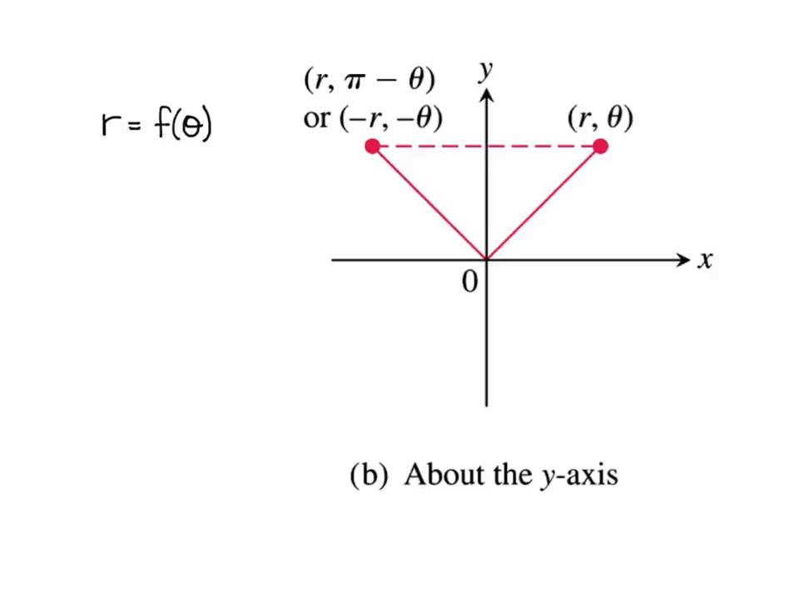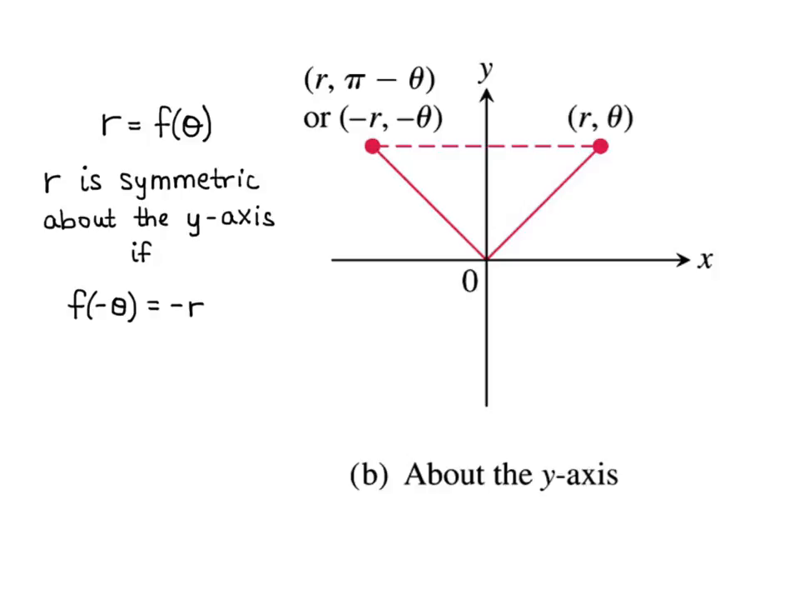Now algebraically, if r = f(θ), and we want to show that the graph is symmetric over the y-axis, then r is symmetric about the y-axis if f(−θ) = −r, and that's what that point (−r, −θ) is telling us, or f(π − θ) = r, and that's what that second point (r, π − θ) is telling us.